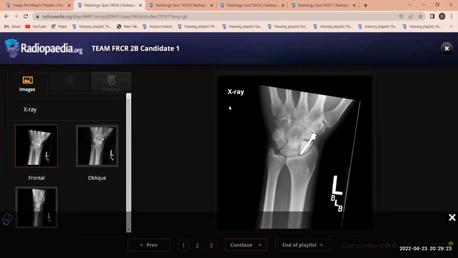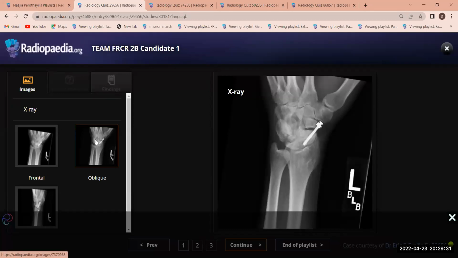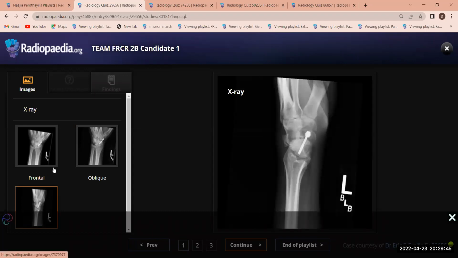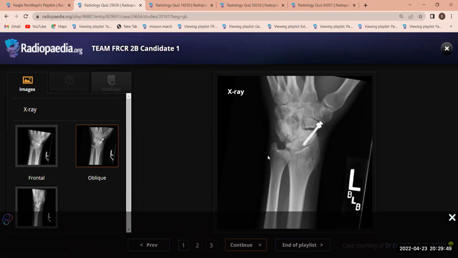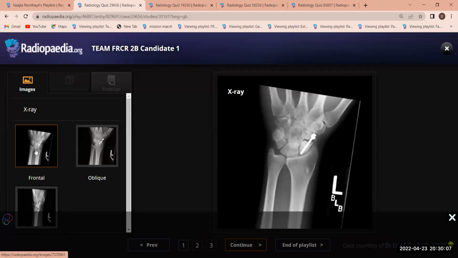And can I have a look on the other views? Sure, you can have a look. You can appreciate there is a sclerosis which is seen involving the scaphoid. In comparison to the other carpal bones, yes, there is a sclerosis, which is concerning for avascular necrosis. And so I would like to assess the MRI of the patient for confirmation of my findings. And I'm not sure, there are subtle lucencies within the capitate and hamate as well.